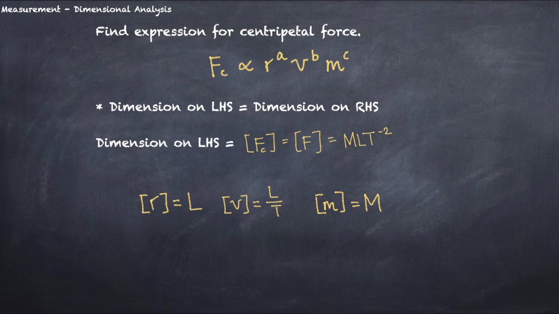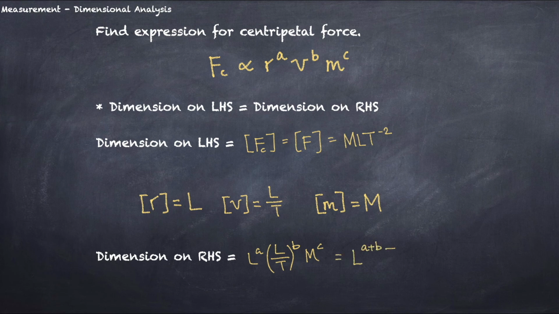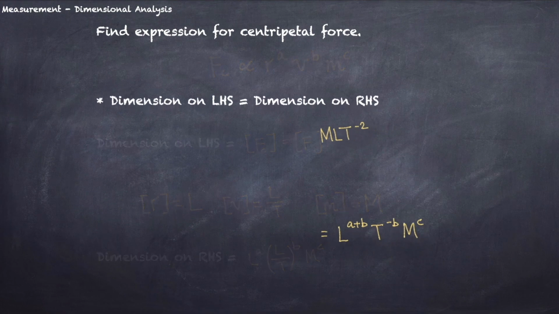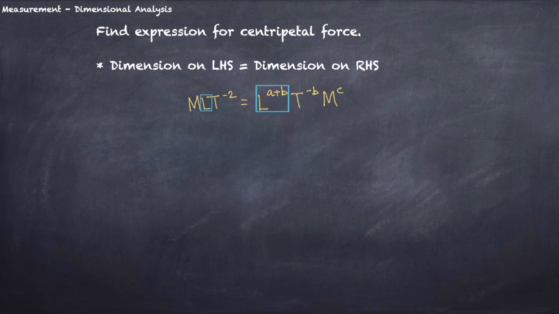Putting all these together, the dimension on the right-hand side is L to the power of a times L over t to the power of b times m to the power of c. Doing a bit of algebra, we get L to the power of a plus b times t to the power of minus b times m to the power of c. Equating the left-hand side to the right-hand side, we get this. If we look at only L in this equation, we see that L must be equal to L to the power of a plus b. So 1 is equal to a plus b.